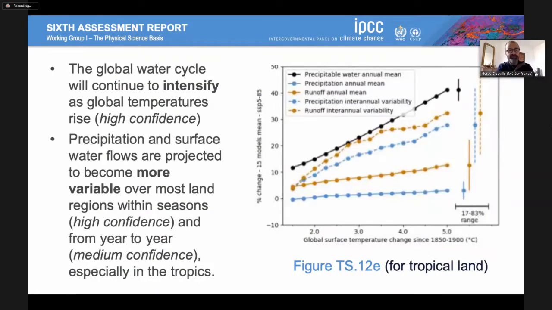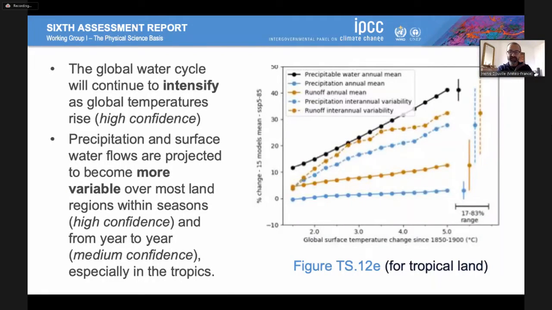Finally, if we plot here changes in annual mean precipitable water, total precipitable water, in black, mean precipitation in blue, or mean runoff in brown, as a function of global warming levels, and this is here average for tropical land area, we again clearly see an overall intensification of the water cycle with increasing changes for increasing global warming levels.